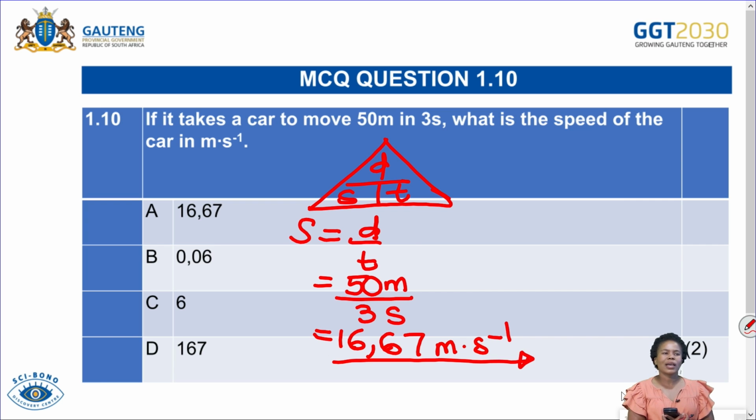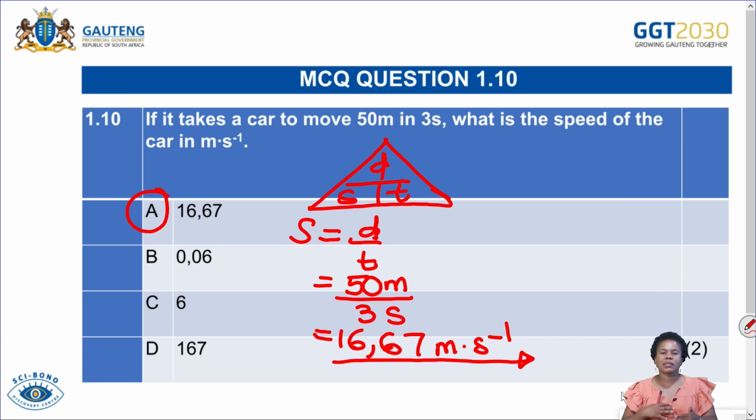Now we look at the options that are provided. Is it A? Is it B? Is it C? Or is it D? Then we say our correct answer, the answer that we've calculated, is option A. Okay, so that's how easy it is.